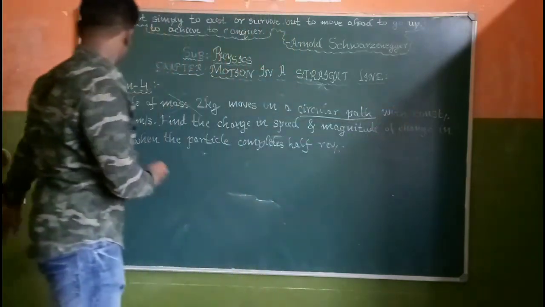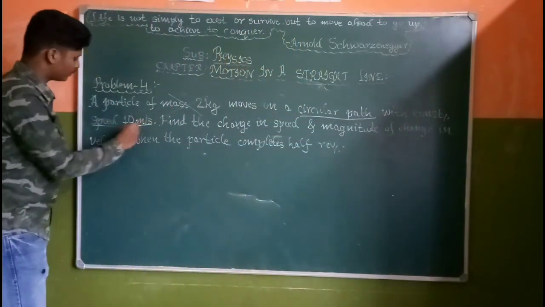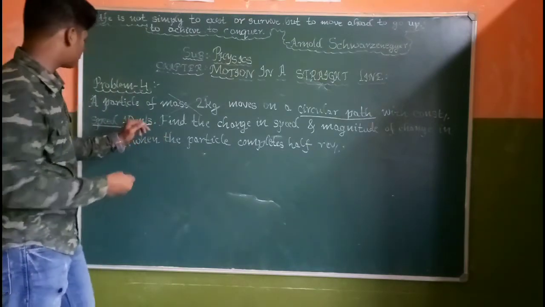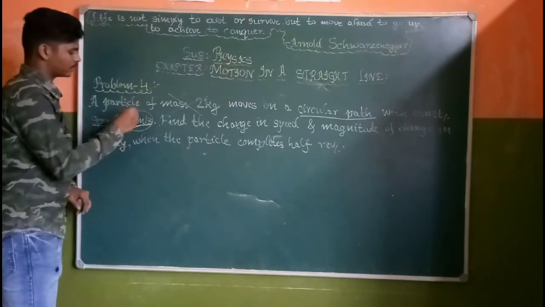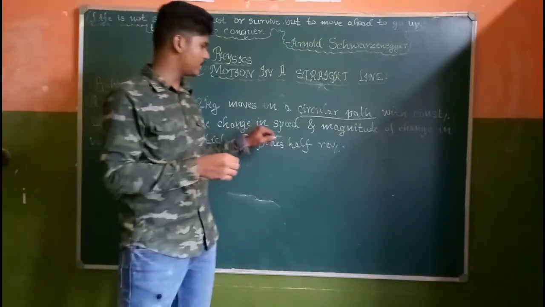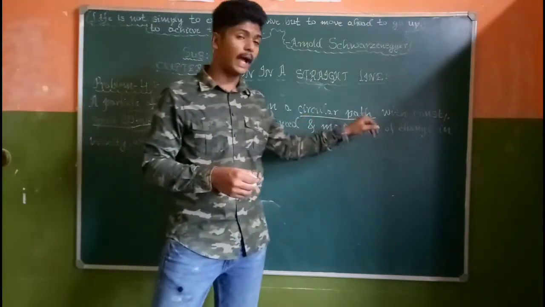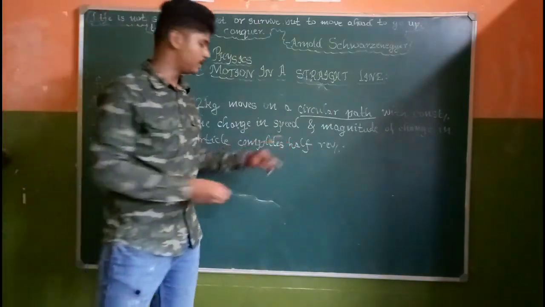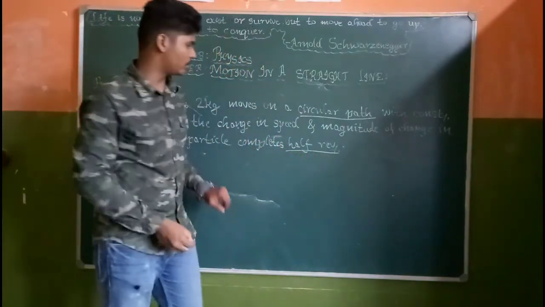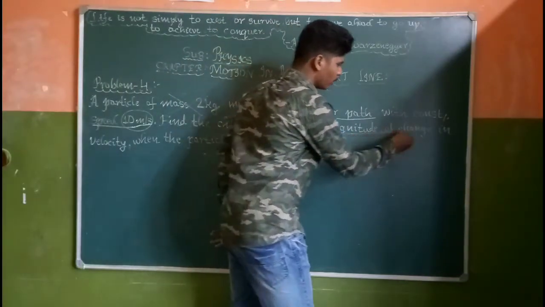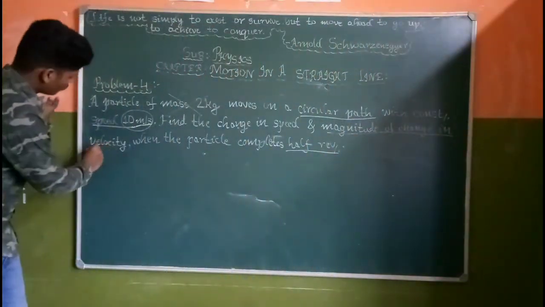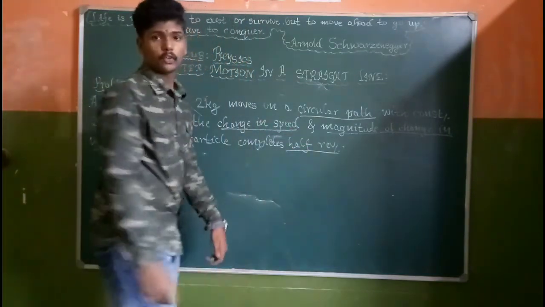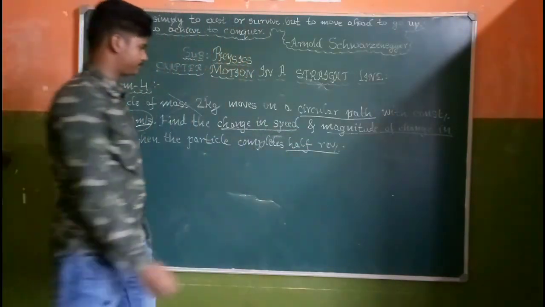Okay, so a particle of mass 2 kg moves on a circular path with constant speed 10 meter per second, and given speed, not velocity. They have not mentioned direction. It is magnitude, 10 meter per second. Find the change in speed and magnitude of change in velocity when the particle completes half of a revolution. Magnitude of change in velocity and change in speed. Okay. For that, first you have to draw a diagram.